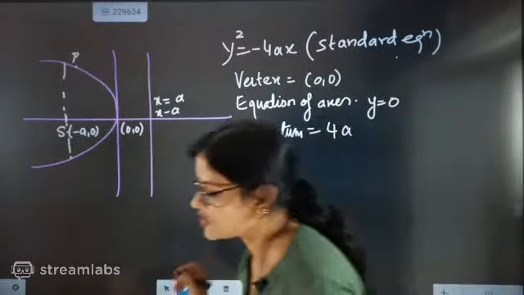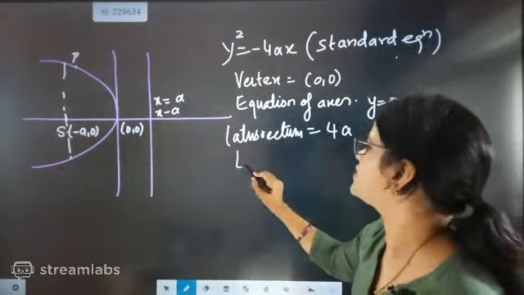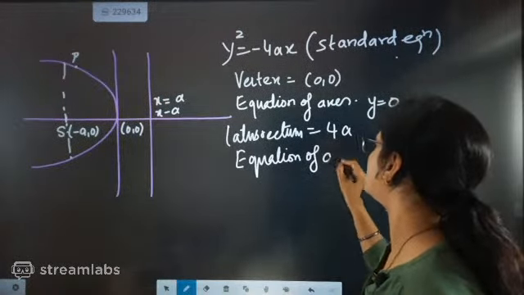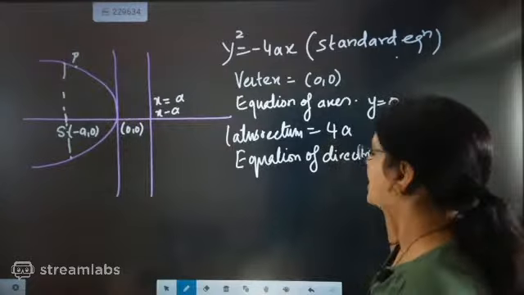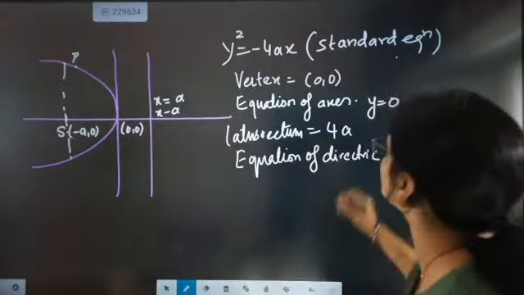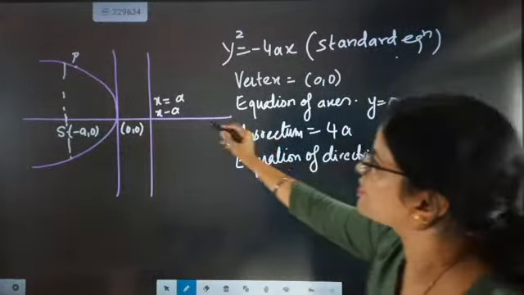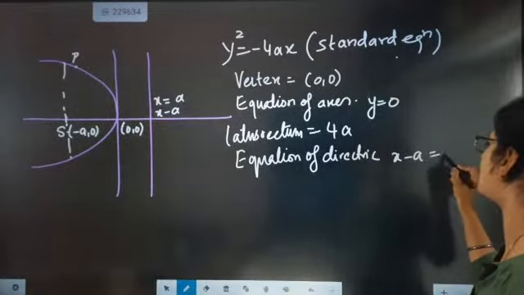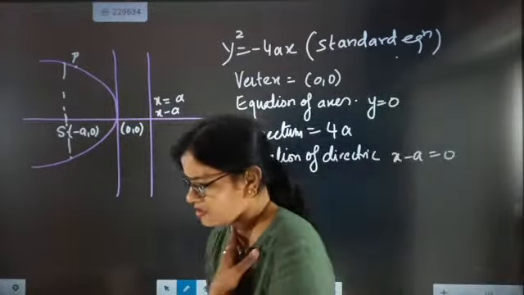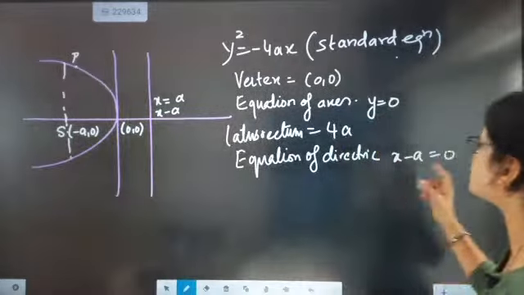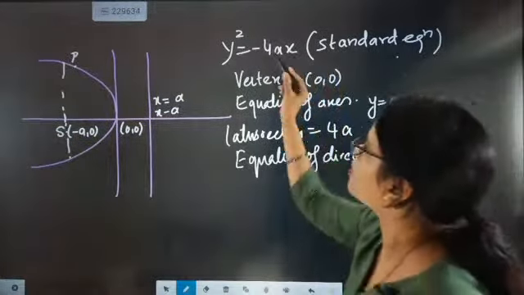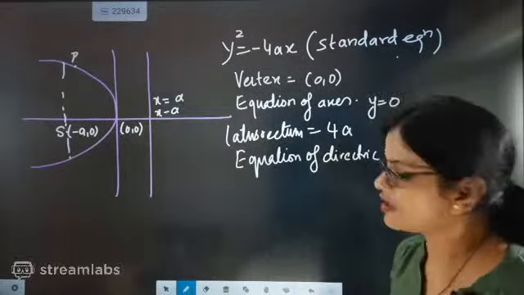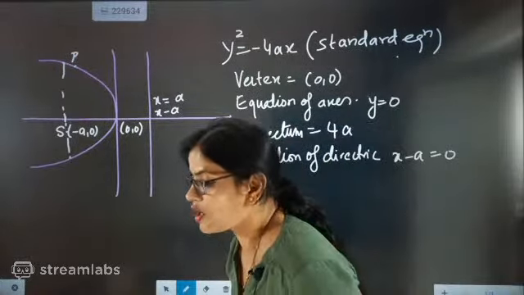Now we have to find the equation of directrix. You know that the directrix is a line. So the directrix we got here is x equal to a. So it will become x minus a equal to 0. The equation of directrix is x minus a equal to 0. So we got the equation, the vertex, the equation of axis, the latus rectum, and the equation of directrix.